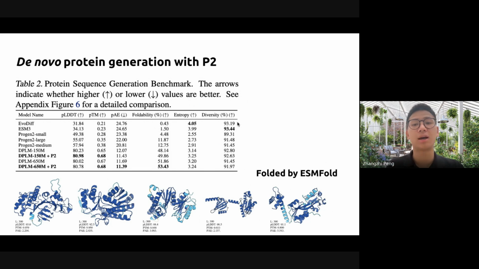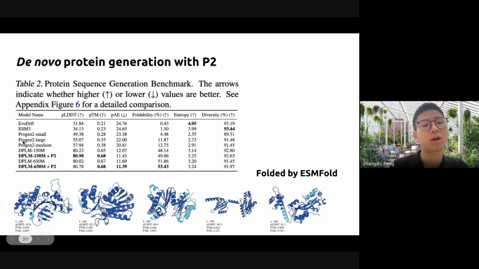And then you would also have the entropy and diversity, which basically tells you if the model has some mode collapse, right? If you generate something that has low entropy, that means you basically generate a sequence of the same token, or if you have low diversity, then you basically generate a bunch of sequences that are all the same. So these two metrics are used to monitor the mode collapse of our model.